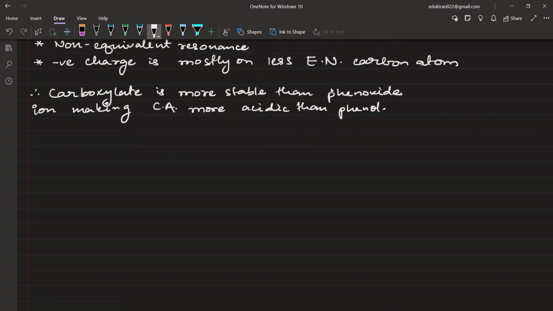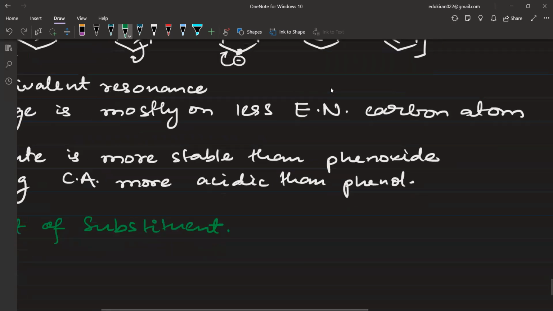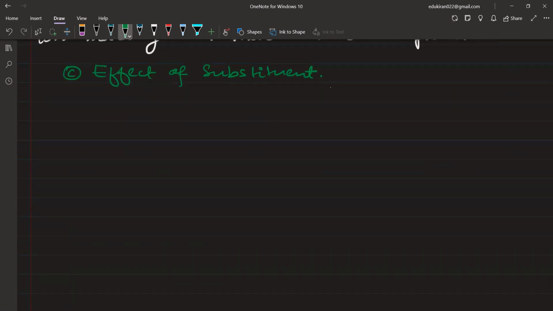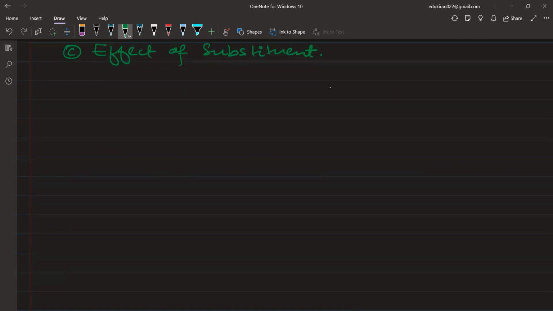After this, you will write the effect of substituent on the acidic character. Effect of substituent. All of you wrote the above part? Anyone still writing? Please let me know.